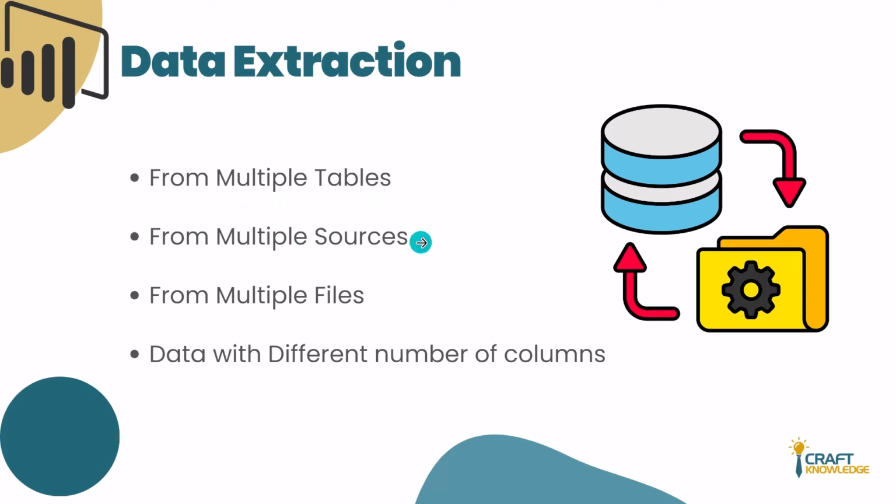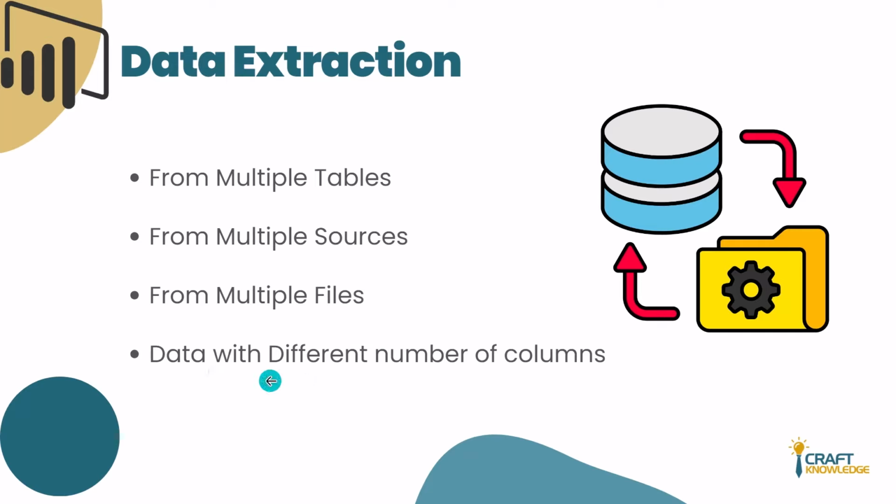For example, we have one Excel file, one CSV file, maybe a SQL database, and some other data source. How can we combine multiple data sources in order to make one data source? And then we'll see how to get data from multiple files. For example, if we have 10 CSV files or 15 Excel files, how to fetch data from all those files and combine that data together?